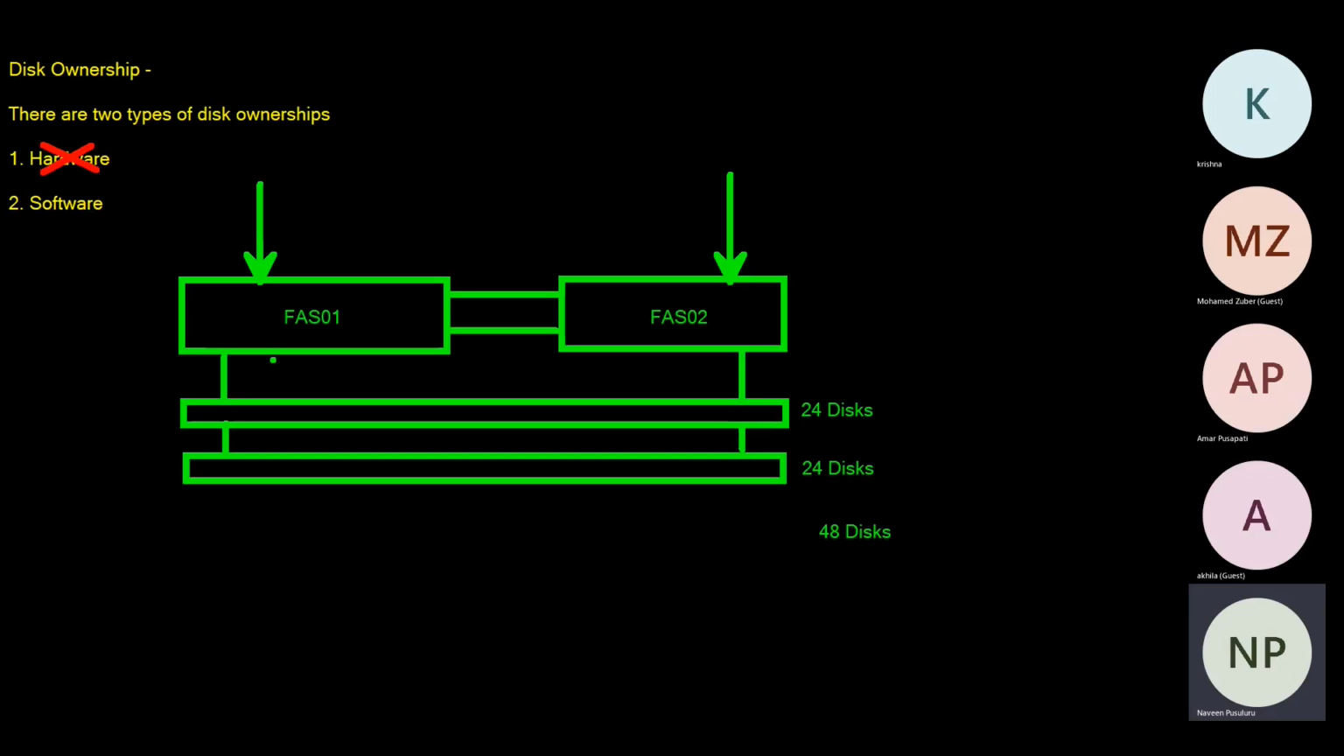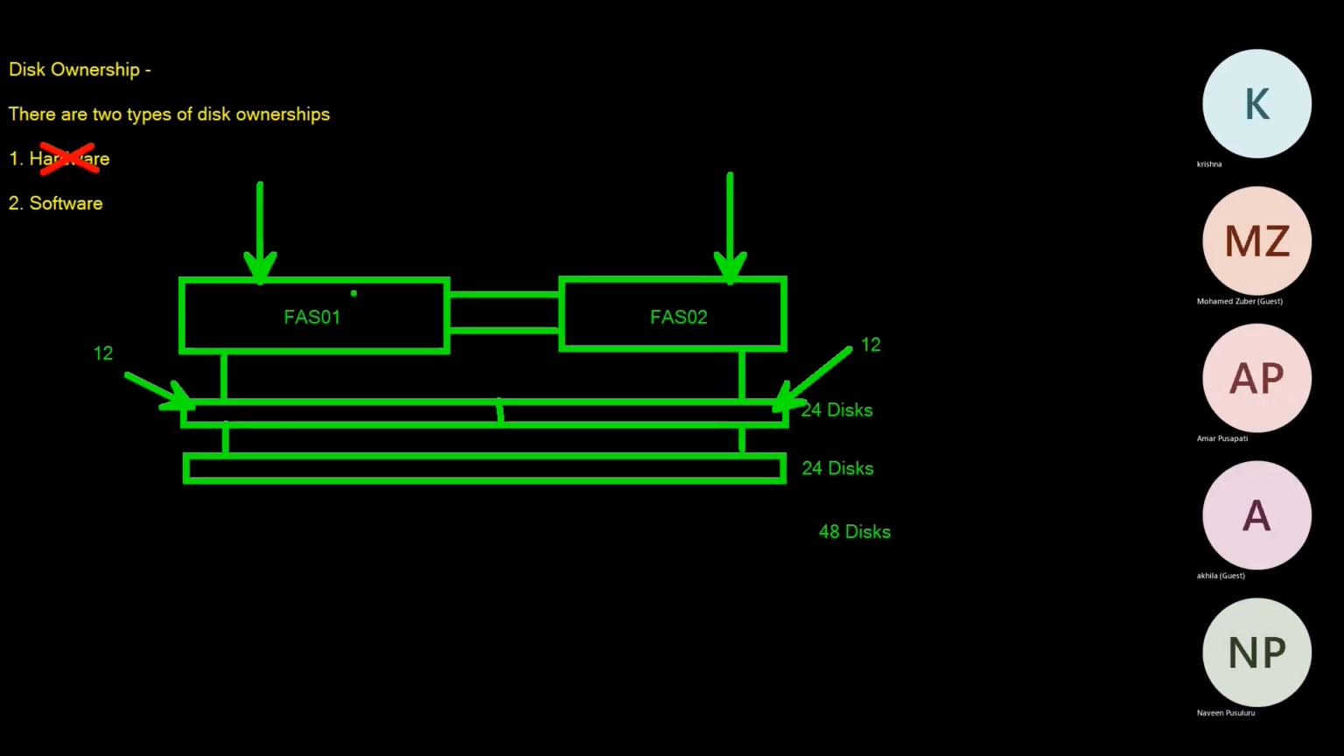So in hardware based ownership, let's leave it. In software based ownership, we have a single command. By using that particular command, we can assign the disks under controller ownership. For example, I have assigned 12 disks on the first shelf under controller 1 ownership, and 12 disks under the second controller ownership.